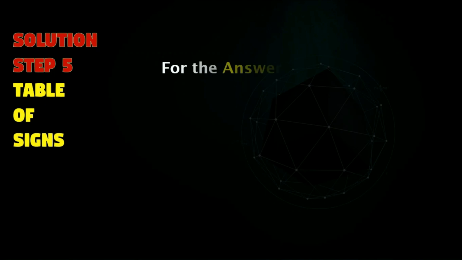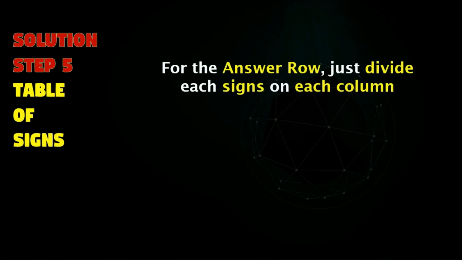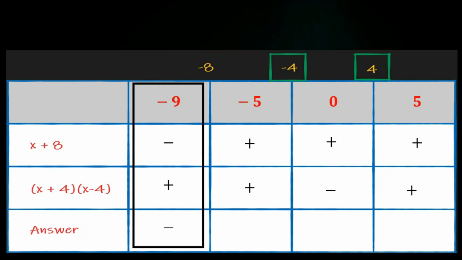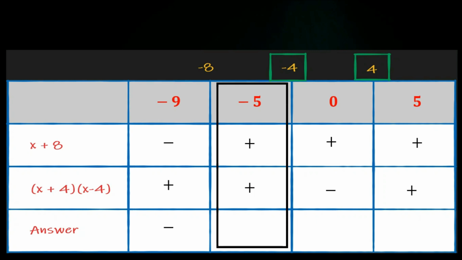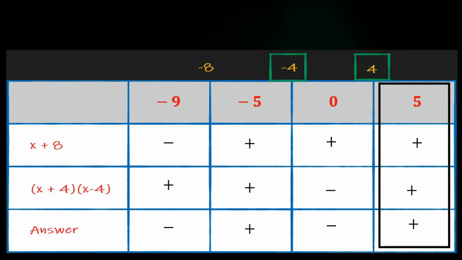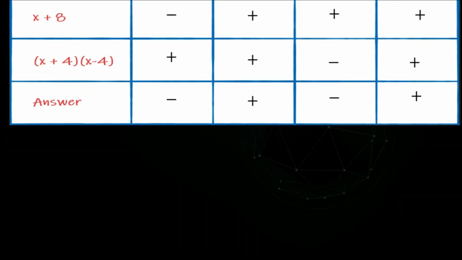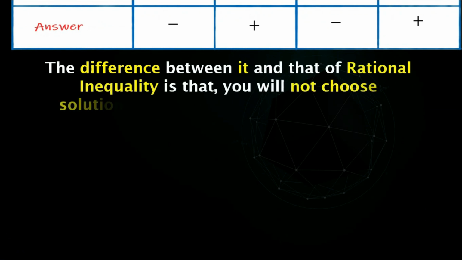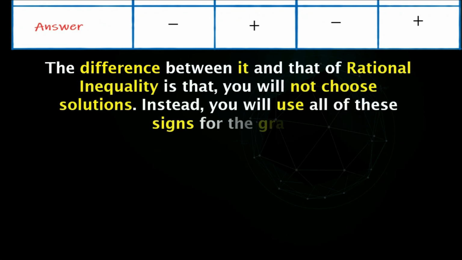For the answer row, just divide the signs, or simply remember: different signs is equal to negative, and same signs is equal to positive. Ang pinagkaiba ng table of signs ng rational function kumpara sa rational inequality ay hindi ka pipili ng solutions. Ang bawat sign ay gagamitin para maigraph ang rational function.